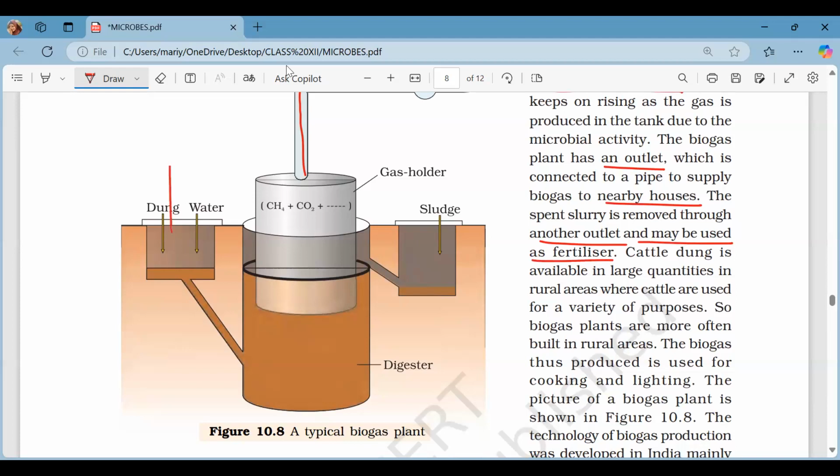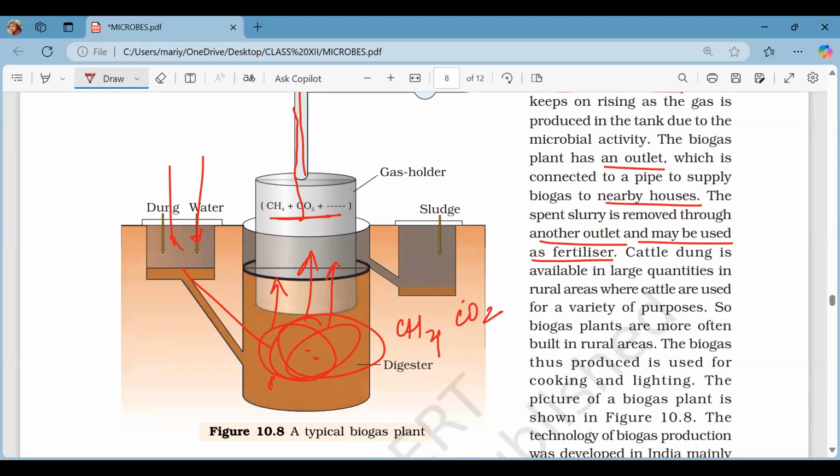So here the slurry is sent into this part, which is the digester. Here the anaerobic digestion takes place, due to which methane and carbon dioxide are made. Both carbon dioxide and methane are gases, so this cover rises up, indicating that gas has been produced. Then there is this outlet through which it is supplied to the houses.